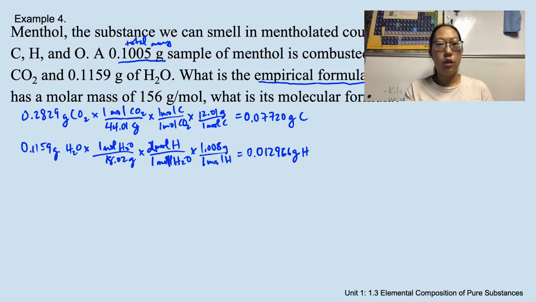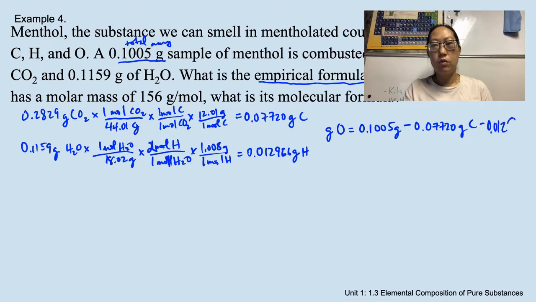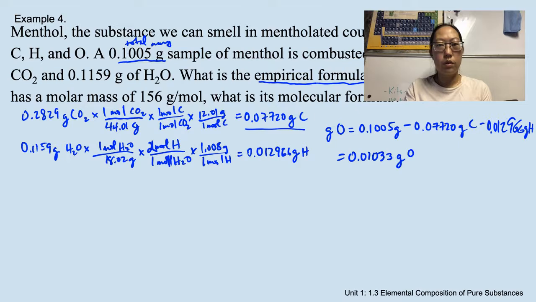So the carbon and the hydrogen make up this much mass. The total sample is this. So let's subtract off to get the grams of oxygen. We're going to take the total grams minus the carbon grams minus the hydrogen grams, 0.01296 grams of hydrogen. So subtracting from 0.1005 and then subtracting off the carbon, I'm getting that my grams of oxygen left is 0.01033 grams of oxygen. So this is, so far, what we have.